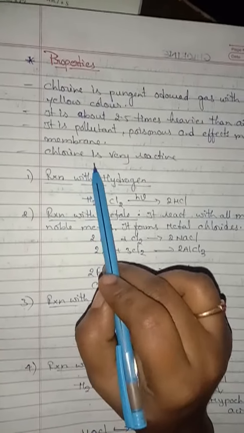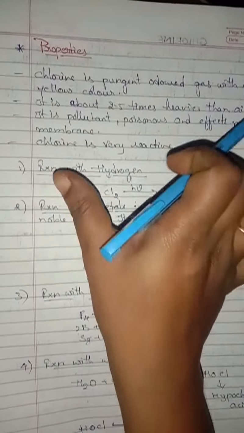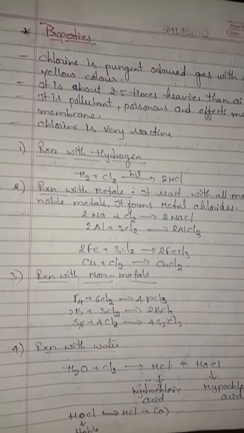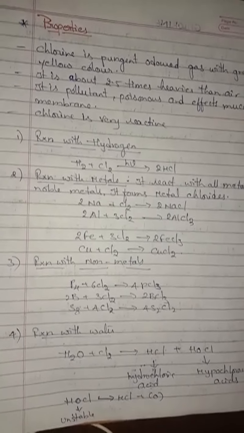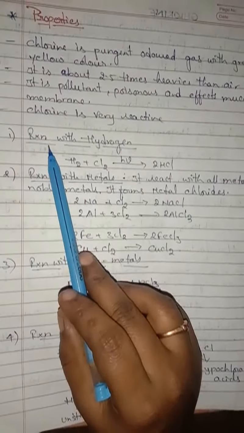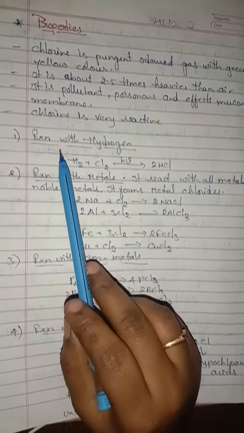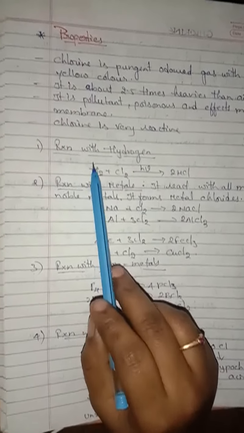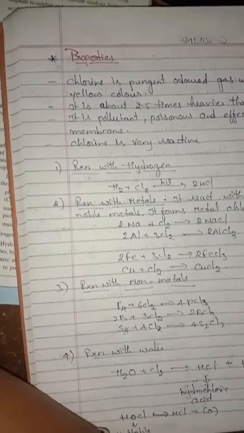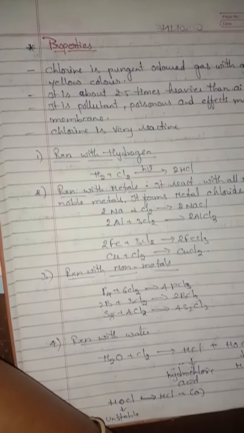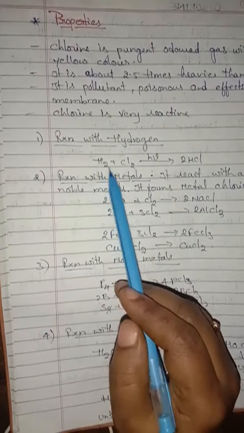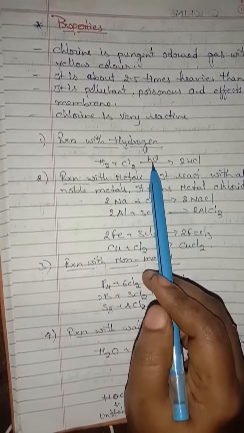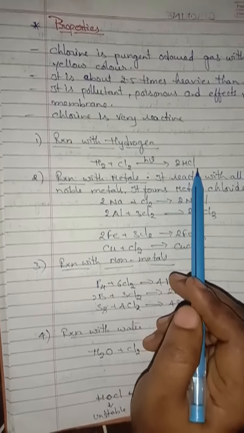Next one, chlorine is very reactive. So what are some of the chemical reactions it can participate in? We are going to see. First one is the reaction with hydrogen. What happens when chlorine reacts with hydrogen? Chlorine reacts with hydrogen in diffused sunlight to form hydrochloric acid. See, H2 reacts with Cl2 in the presence of diffused light to give HCl.